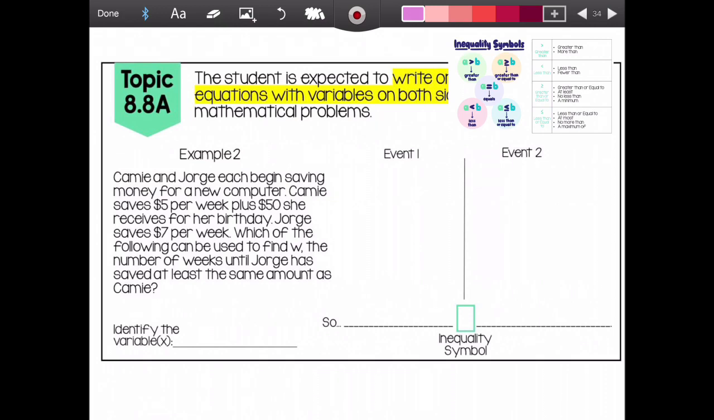Let's focus on, first, we have 2 people in our problem, Cammie and Jorge. We're going to write Cammie on this side, Jorge on this side. The question part also says find W, the number of weeks. Again, we don't know the number of weeks, so that's our variable. We're going to represent that with a W. Until Jorge has at least the same amount as, at least.